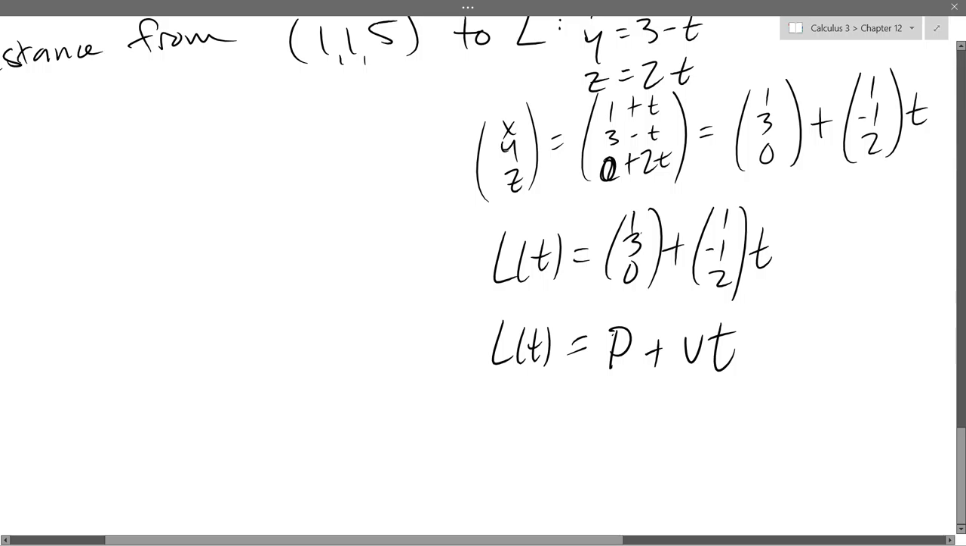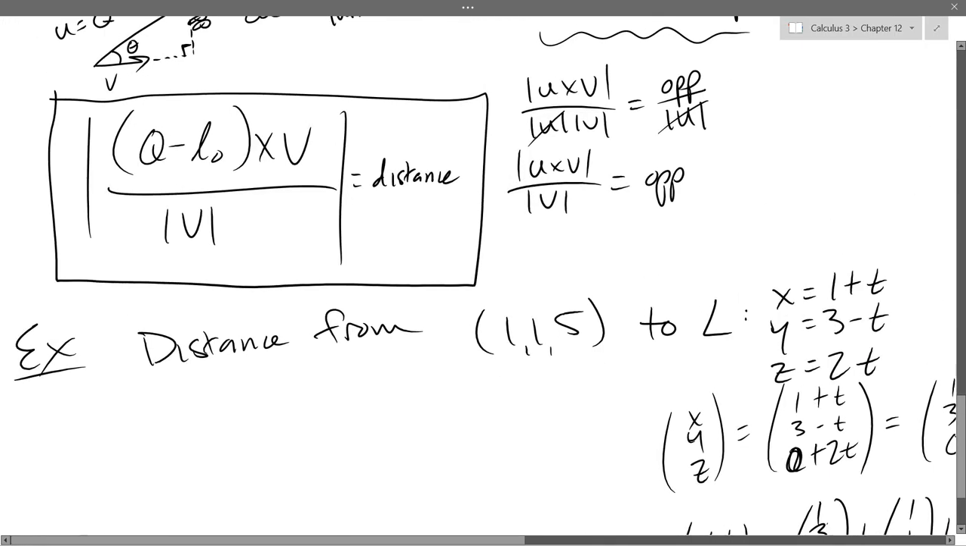What would a question like that be? Find the distance from a point to a line. I'm just giving you a line in a slightly different form. So what I really want to write down are a point on the line, the direction of the line, and then a point not on the line. Those are three pieces of information I need to get this distance formula to work.